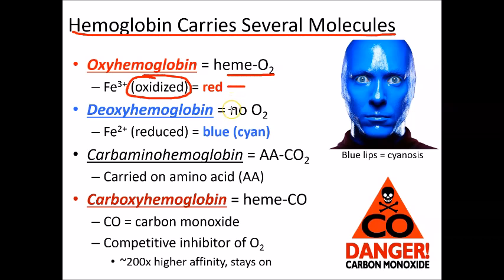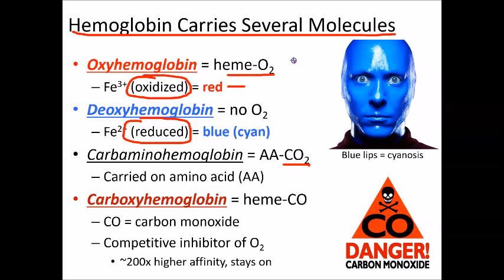Now, if we're not carrying oxygen on hemoglobin, then the iron is reduced. I'm not too worried about the oxidized versus reduced section, but know that if we're not carrying oxygen, we call that deoxyhemoglobin, and that turns blue. We tend to have more oxygen in our arteries than our veins because our cells use it. But that's not the only thing that we can carry on hemoglobin. Hemoglobin also carries some CO2.